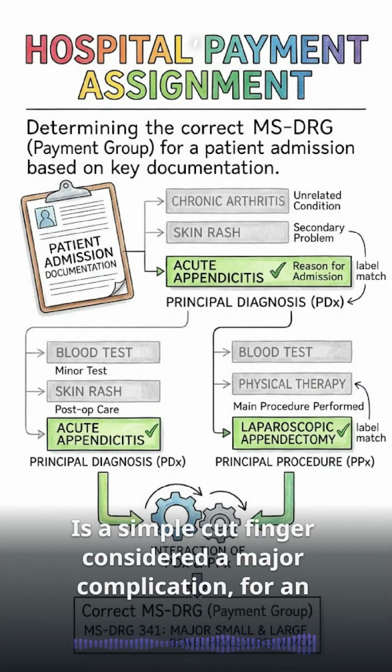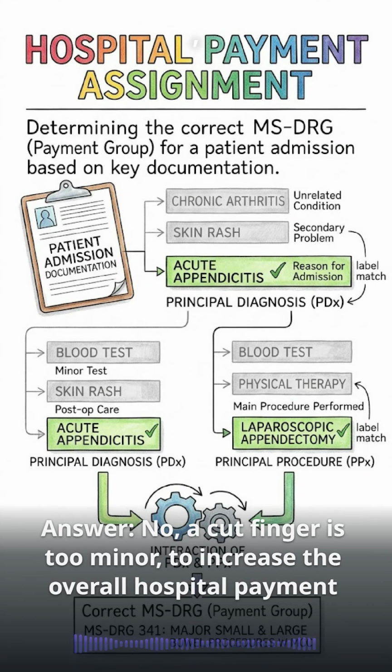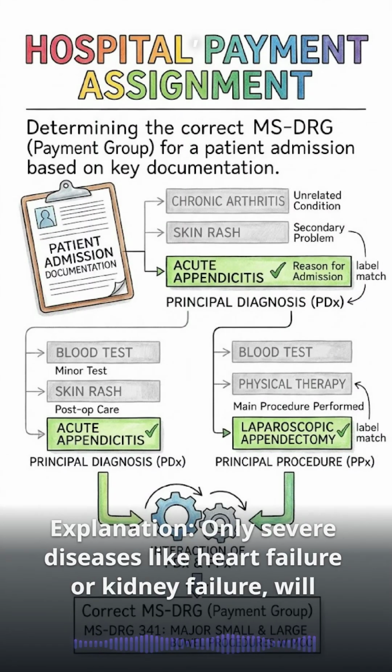51. Is a simple cut finger considered a major complication for an admitted hospital patient? No, a cut finger is too minor to increase the overall hospital payment amount. Only severe diseases like heart failure or kidney failure will trigger a higher payment.